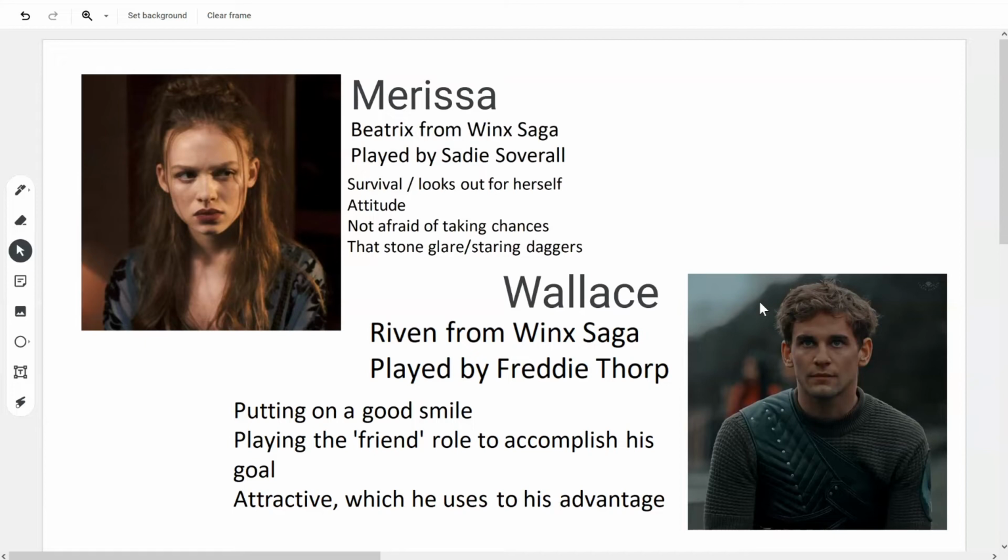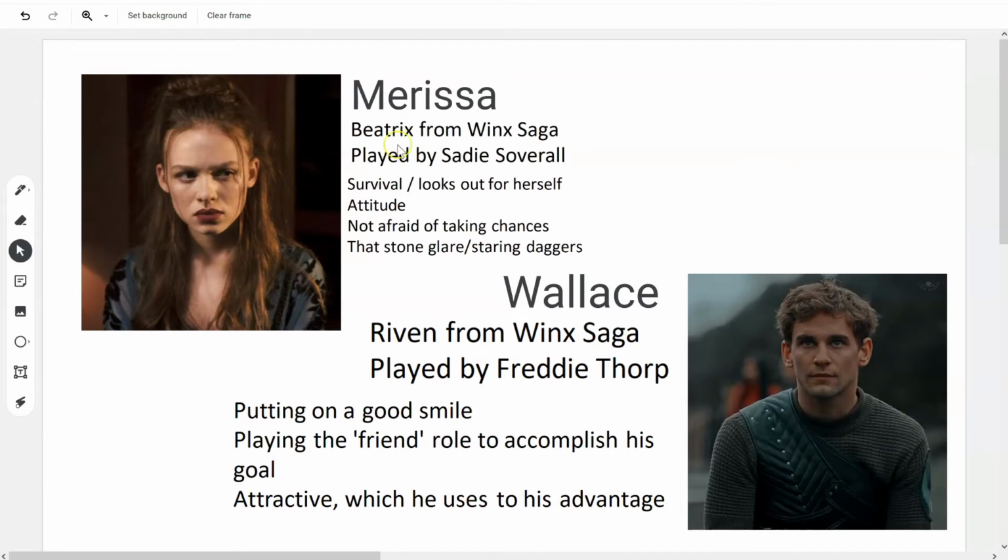So with Wallace, I want to make sure I can envision somebody who can put on a good smile, is playing the friend role to accomplish his goal, and he's attractive, which he uses to his advantage. So these are qualities and behaviors that I plan to have Wallace portray in the short story.